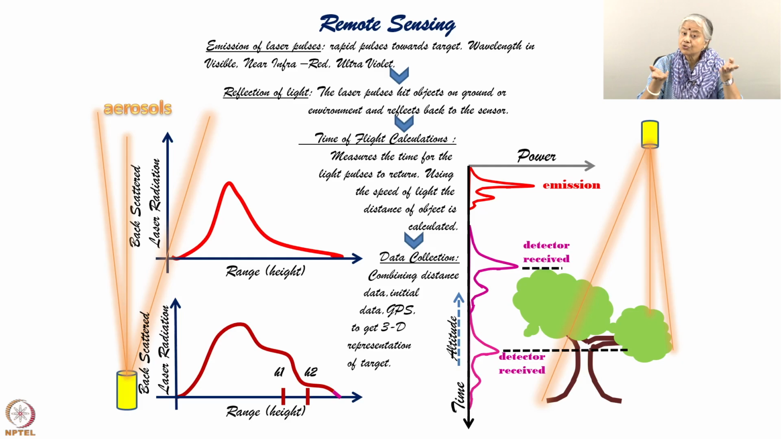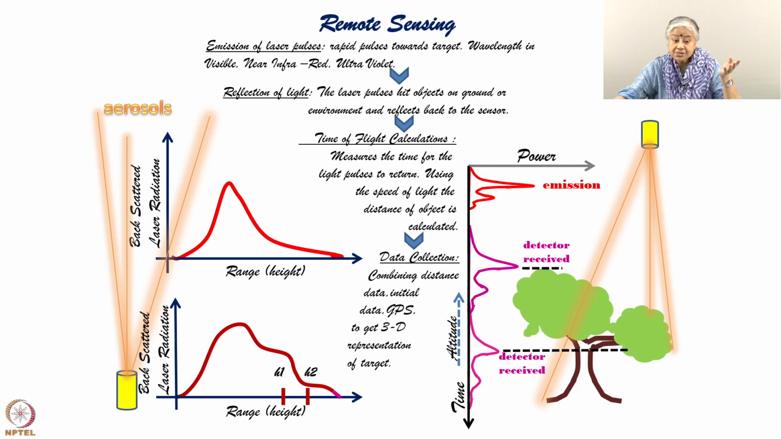At the receiver end you can put a spectrometer, then perhaps you will get some spectral lines which characterize the particles of the aerosols. Okay. So basically your detector can be anything that you wish to measure.